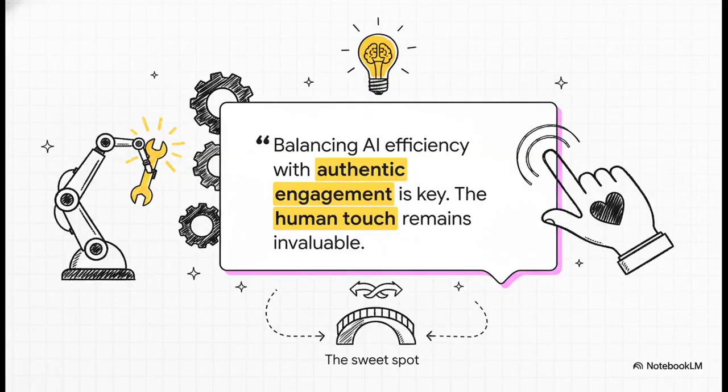But here's the most important thing to remember. AI is a tool. It's not a replacement for actual creativity. As content creator Jitenja Chain says, the real sweet spot is finding that balance between AI's efficiency and genuine, authentic human engagement. The AI can do the grunt work, sure, but it's the human insight, that unique perspective and storytelling that's going to connect with an audience.